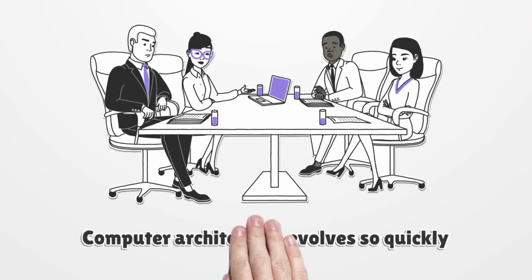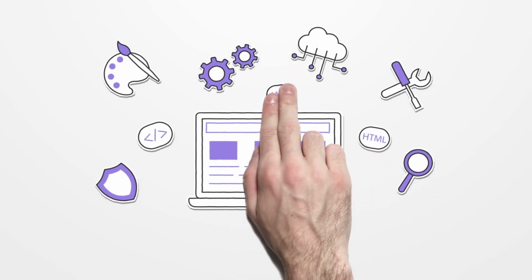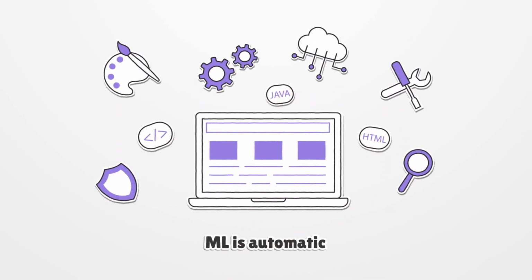Computer architecture evolves so quickly that it's difficult to keep up. Therefore, every time the computer hardware changes, compiler writers have to come up with the best heuristic to achieve better performance. On the other hand, machine learning has a property of being automatic.